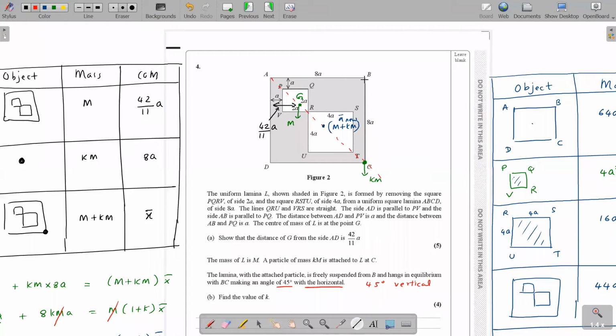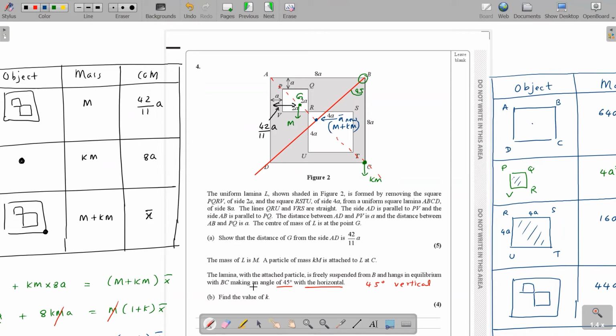So when you hang it from B, 45 degrees with the vertical means you realize it goes like this, right? So this is 45 degrees to the vertical. Which means now this is the downward vertical. What's the rule of the downward vertical? It always passes through the center of mass, right? Which means your center of mass can't be somewhere random. Now your center of mass is directly over here. This M plus km, the new G bar, is over here. Do you agree with me?